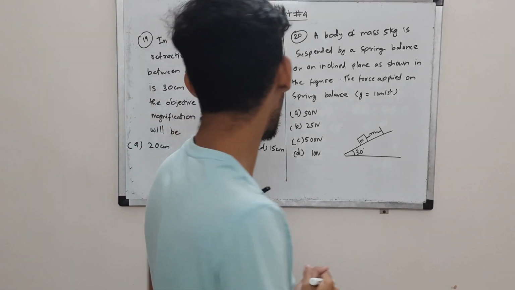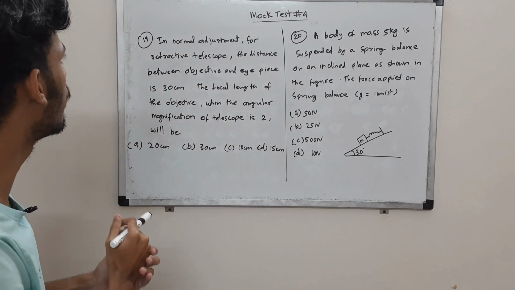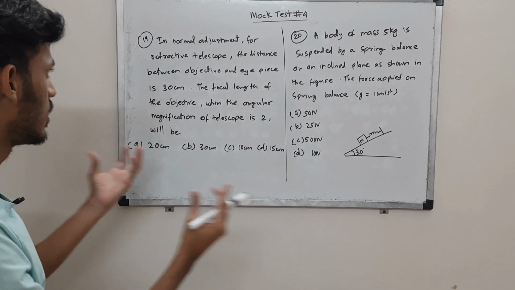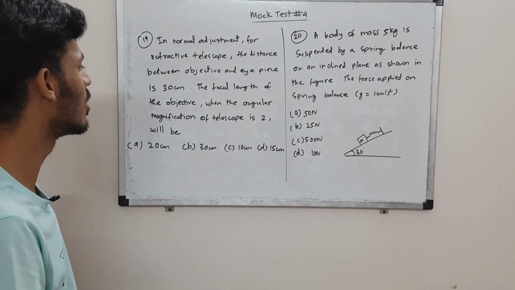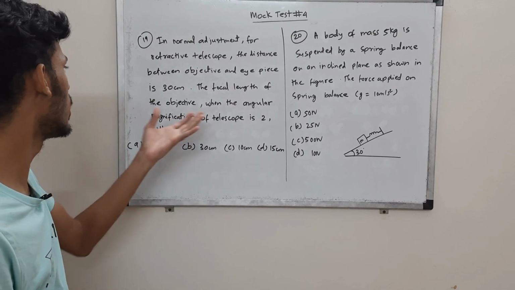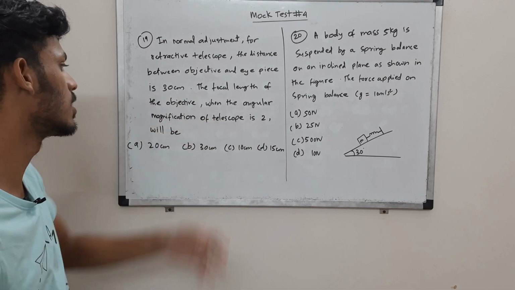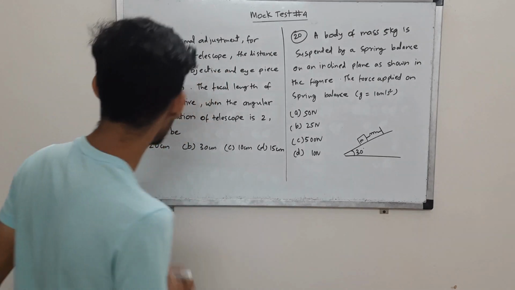Come to question 19 and 20, the last two questions from the MCQ side. So question 19, we have for a normal adjustment of a refractive telescope, the distance between the objective and the eyepiece is given, which means it's the length of the tube, right? Then you are supposed to tell the focal length of the objective when the angular magnification of the telescope is 2.